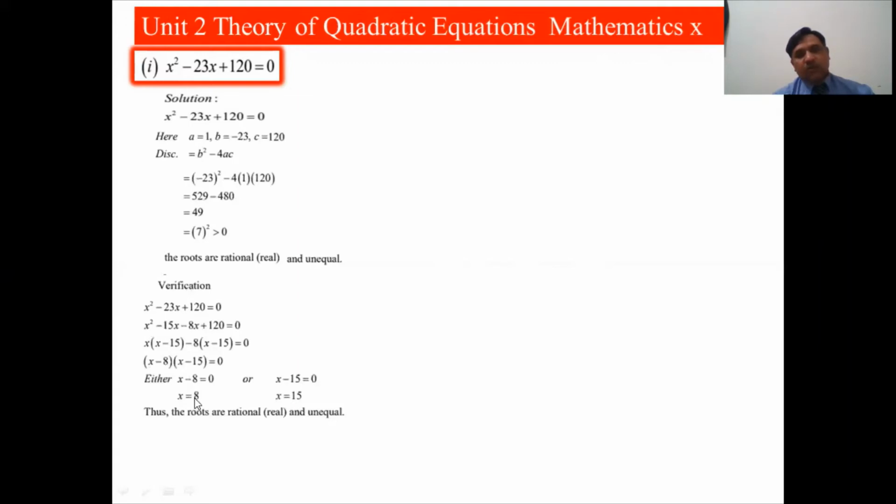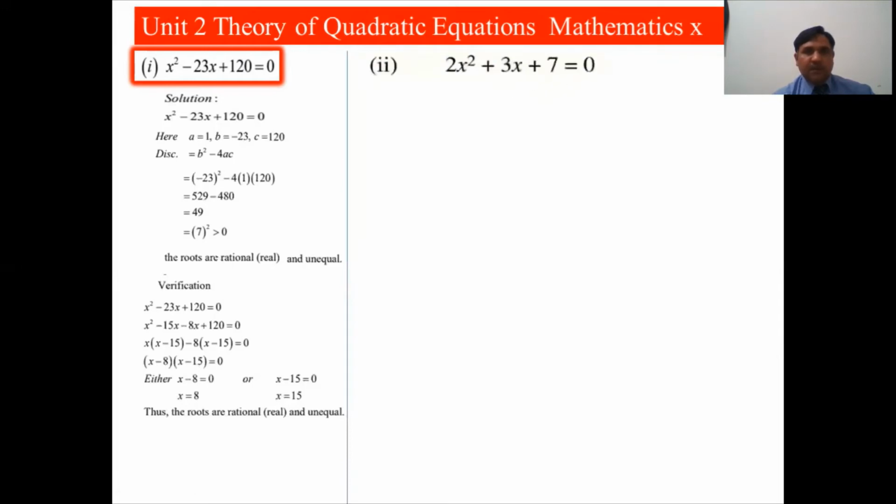x is equal to 8 can be written as 8 by 1, and 15 can be written as 15 by 1. So these two numbers are also rational numbers, and these are unequal. So it means that the roots of this equation are rational and unequal.